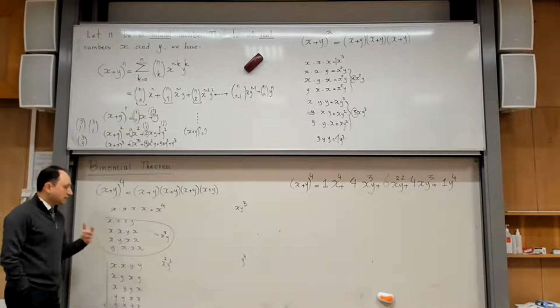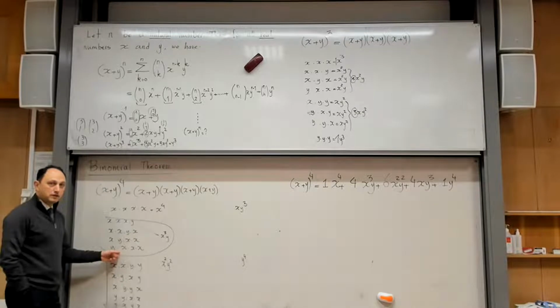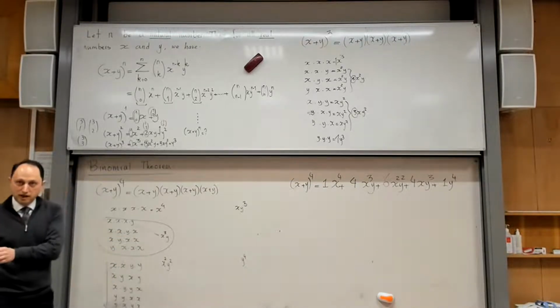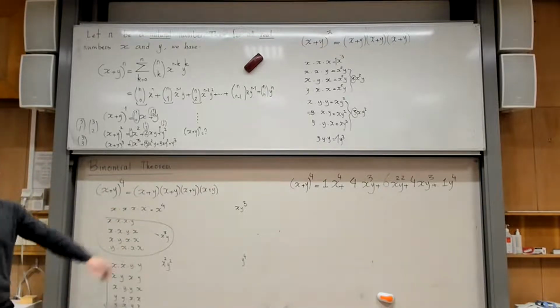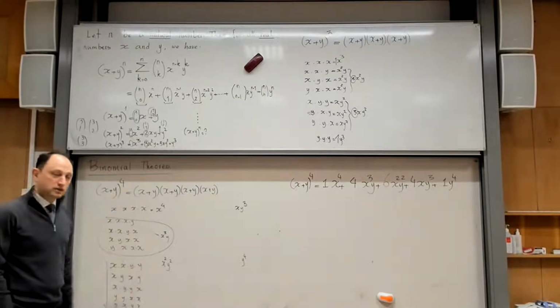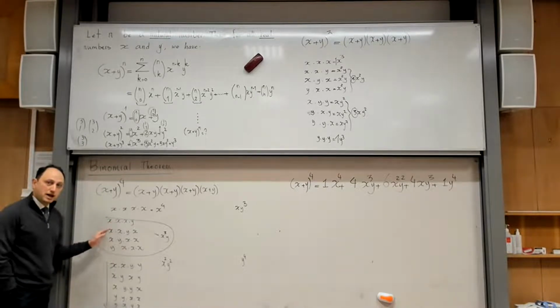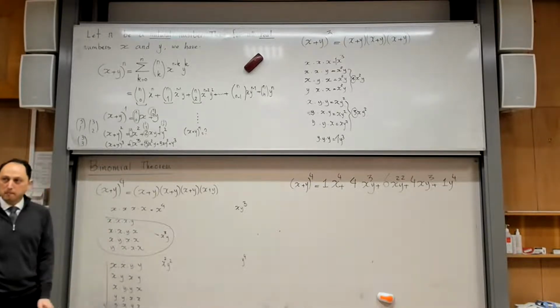So the point is that I want to count the number of these combinations. Do you have a counting strategy? Because if I can count without writing them down, then that number is the coefficient, and I will be done. If I don't want to write them down but still want to count them, you need a counting strategy.